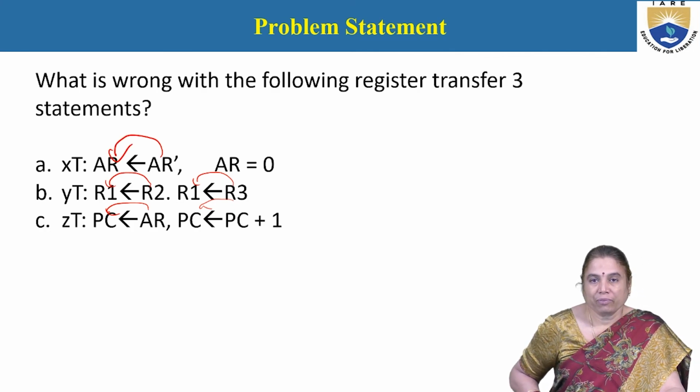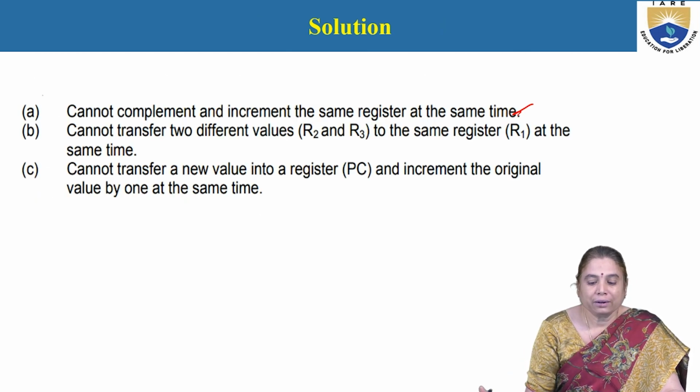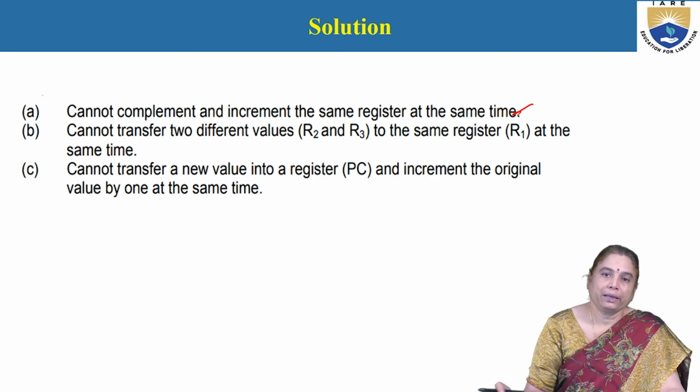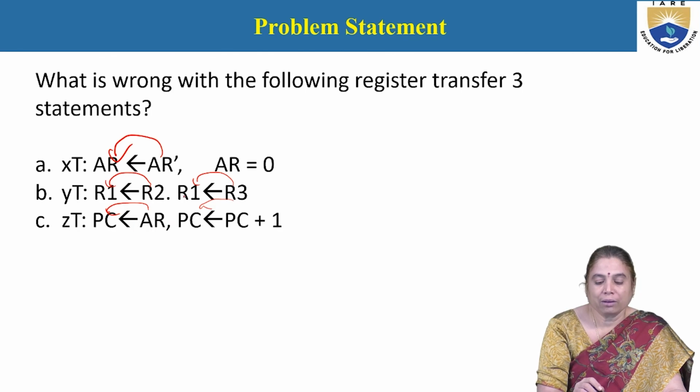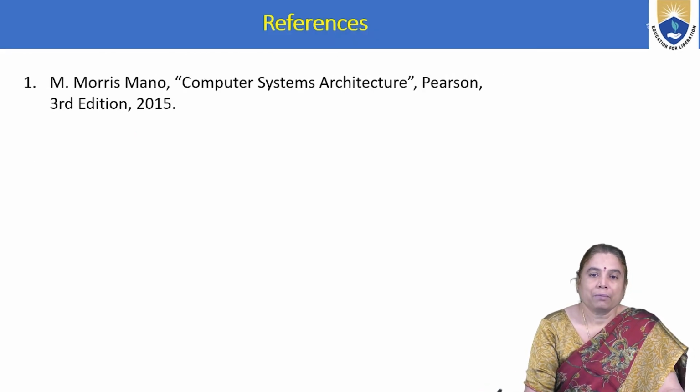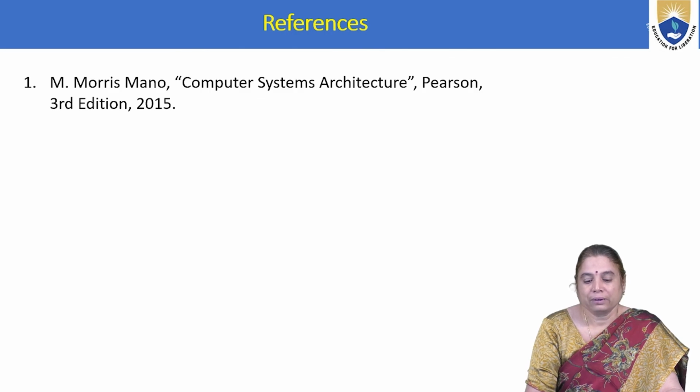So two parallel operations cannot be performed on the same register. The second one cannot transfer two different values, R2 and R3, to the same register R1 at the same time. The third one is also incrementing the PC value and updating the PC at the same time. So these three statements give a conflict of operation. These are the problems related to data representation in the number system and ASCII representation, and these problems are taken from the reference textbook Computer System Architecture by Maurice Mano.